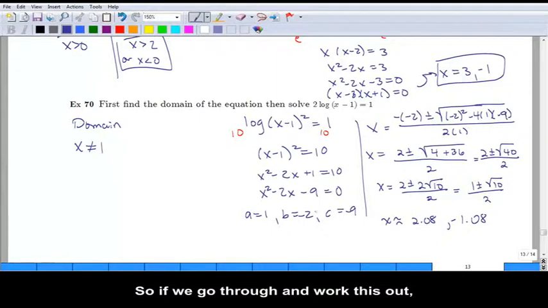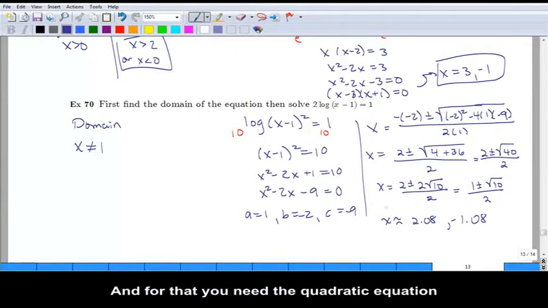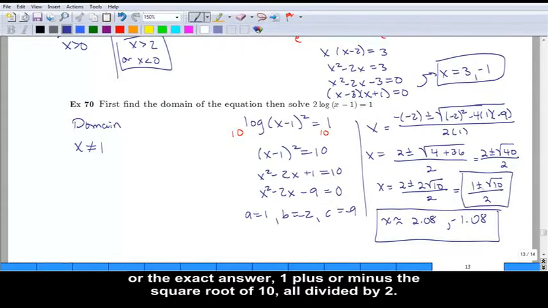So if we go through and work this out, you should get x squared minus 2x minus 9 equals 0. And for that, you need the quadratic equation, and you end up with these 2 decimal approximations, or the exact answer of 1 plus or minus the square root of 10, all divided by 2.